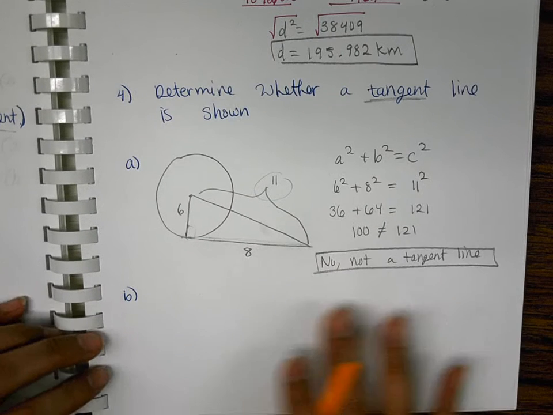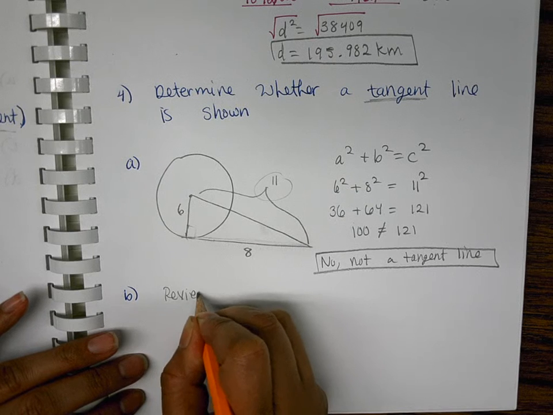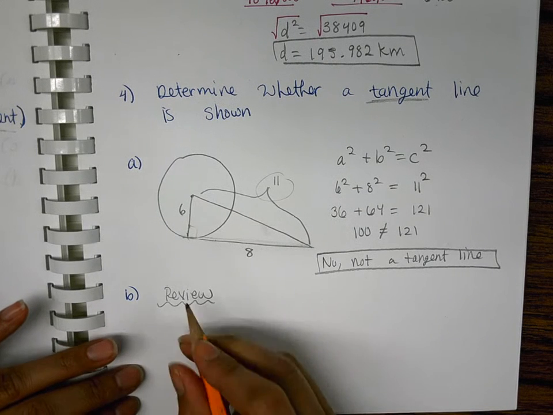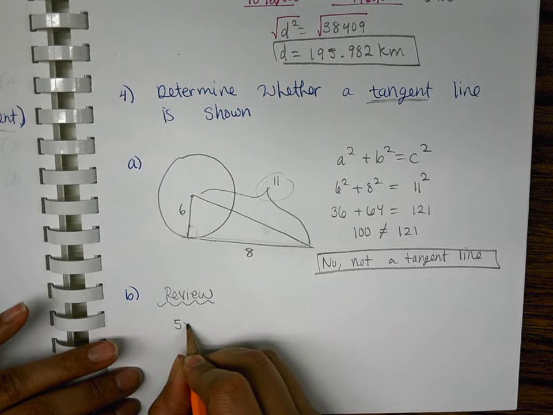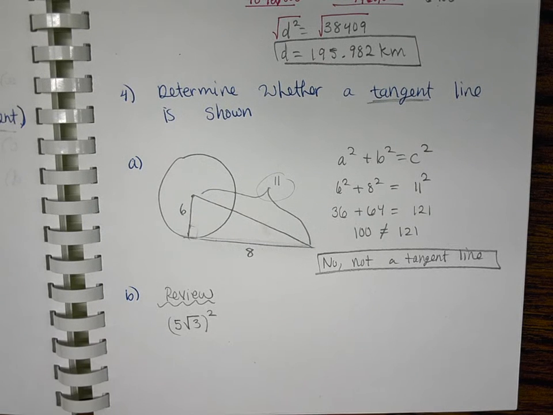Because of time, and I don't want to take up too much time in notes, I'm not going to do all of B. I'm just going to quickly review a concept. You'll need to know this for the homework today. How do I work out 5 root 3 squared? You'll need this in one or a few of the problems tonight.